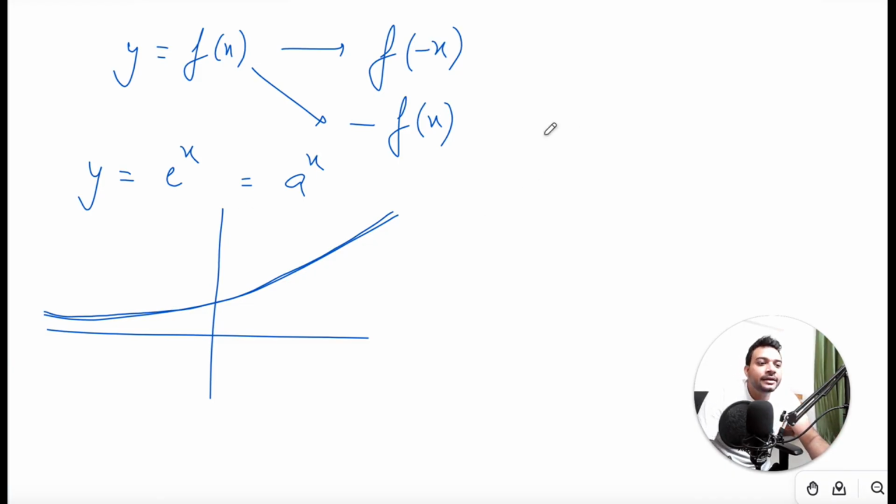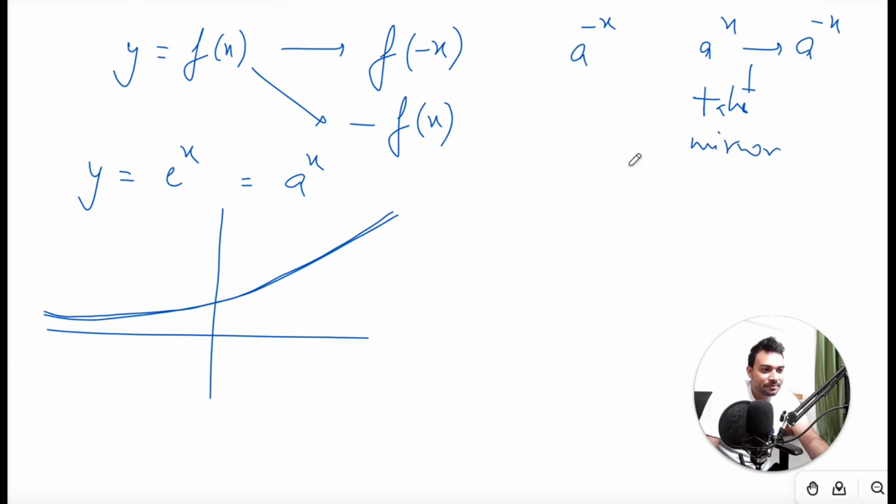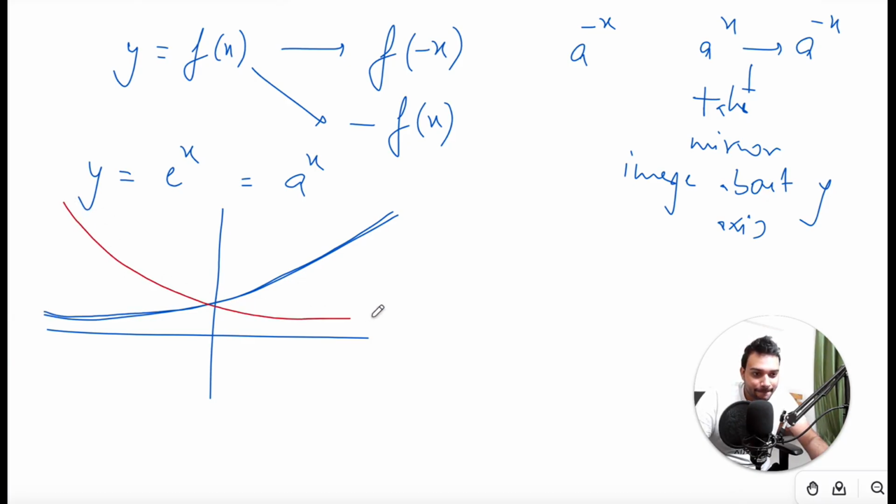Okay, now we transform this to a raised to the power negative x. The moment x goes from x to negative x, what happens? You take a mirror image about the y-axis. Okay, I'm writing that clearly. a raised to the power x goes to a raised to the power negative x. Take mirror image about the y-axis. So the new, transformed graph would look like this.